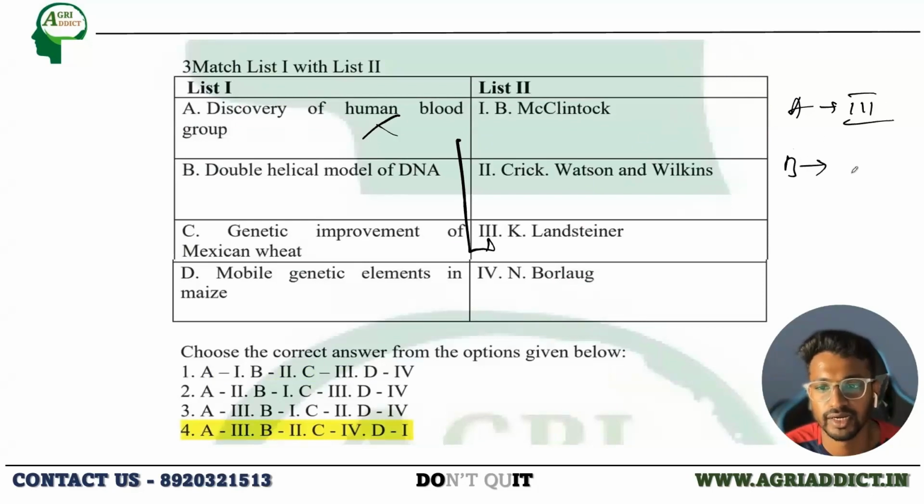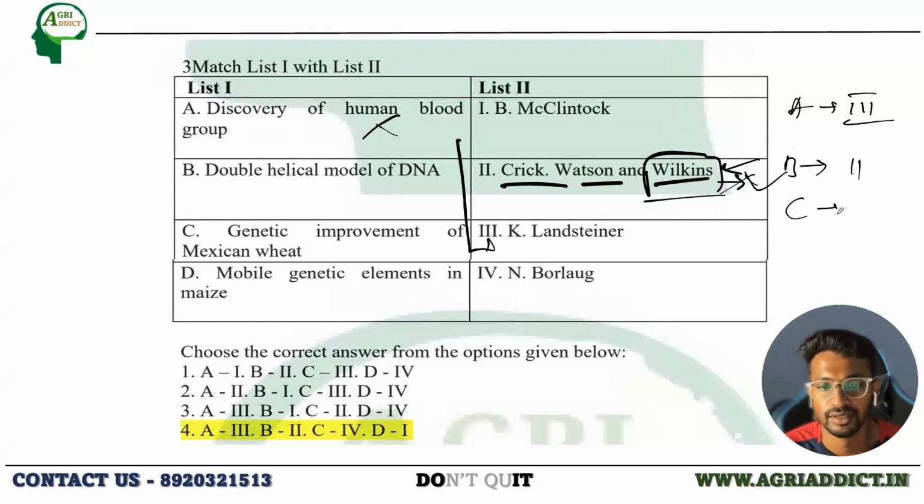So what about the DNA double helix model? Again, it is C. They have added the Wilkins here. Crick, Watson, and Wilkins, which we have discussed in the last class. Why Wilkins was included, how he contributed to the DNA double helix model, right? So it is B for 2.